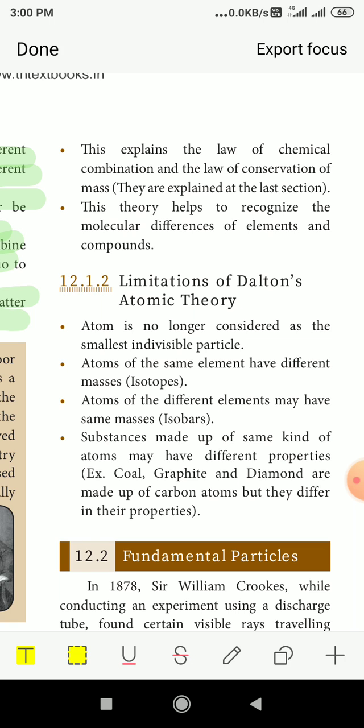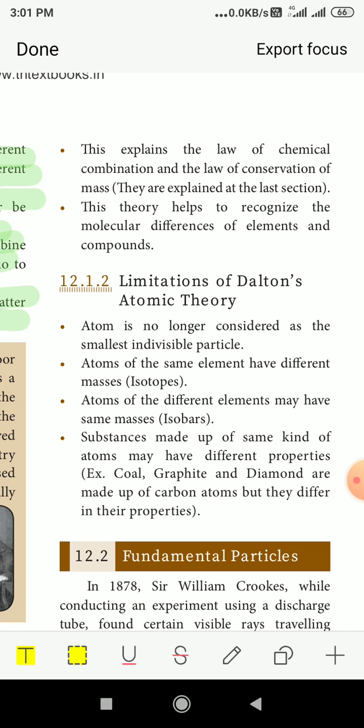Now, what are the limitations? What are all the limitations he had in Dalton's theory? Atom is no longer considered as the smallest indivisible particle. He told in his theory that atom cannot be considered as the smallest indivisible particle.